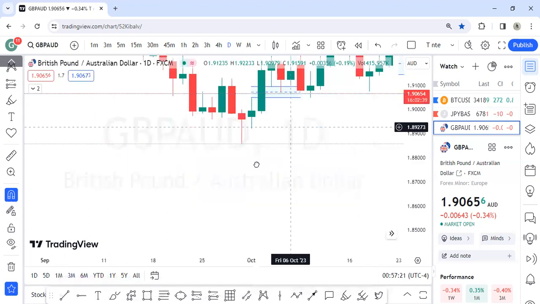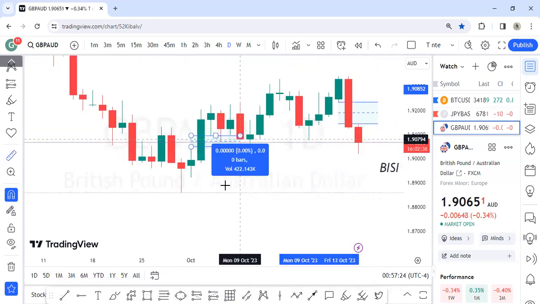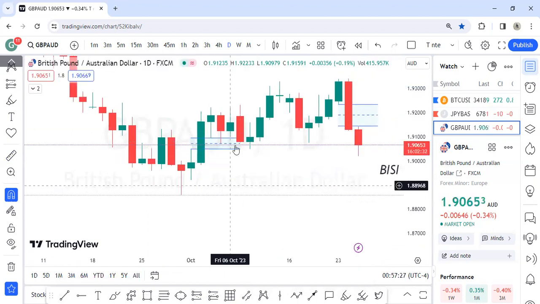Sorry, my TradingView can be so annoying. I don't just want to click. So you want it to click.